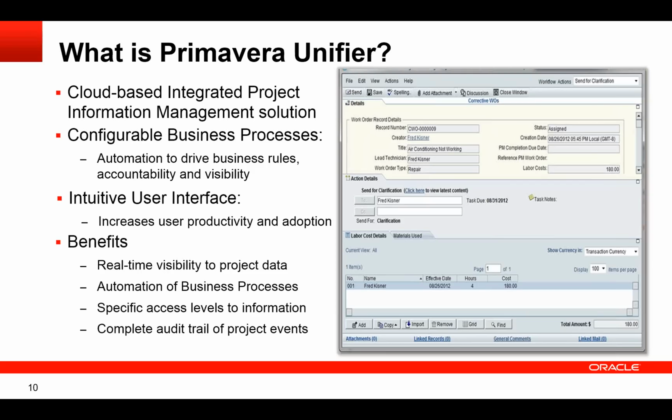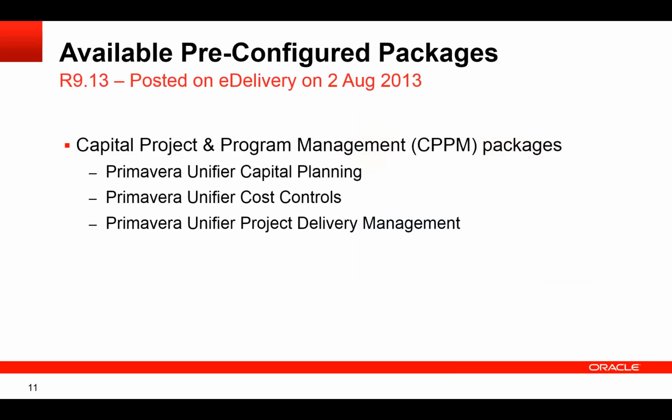The benefits are you've got real-time visibility of project information, so costs, documents, what's going on, and it's easy to do forecasts because you have easier access to the information. Business processes are automated so that as one person finishes one step of a process, it can automatically go to whoever is next in line, whether it's being copied or whether I have approval. There's specific access levels to the information right down to the field level that you can control who has access to see what. And the biggest benefit that I see out of Unifier is it's got an audit trail that our clients have asked for years out of the Primavera products, and it does an excellent job on the audit trail.